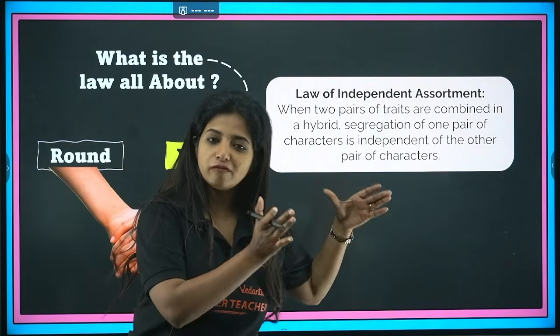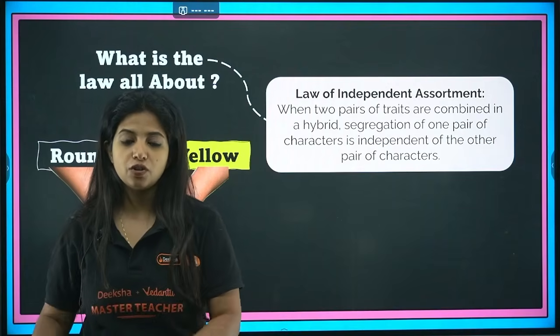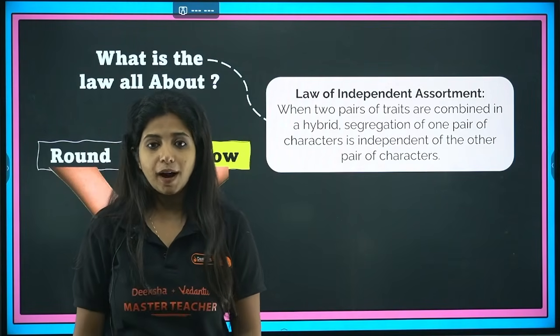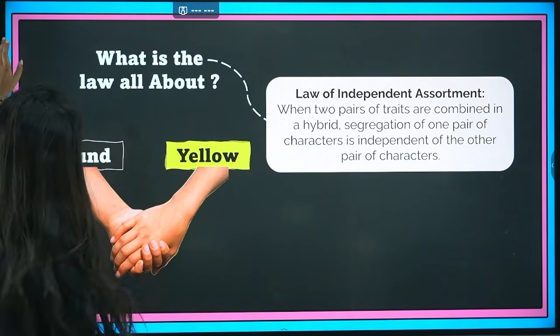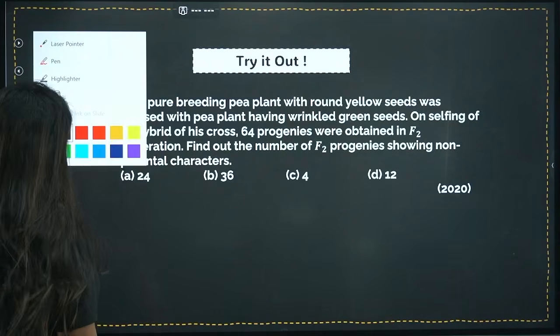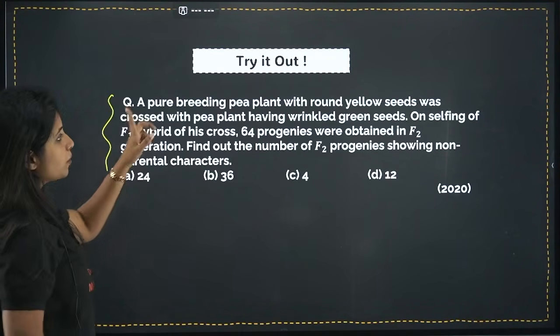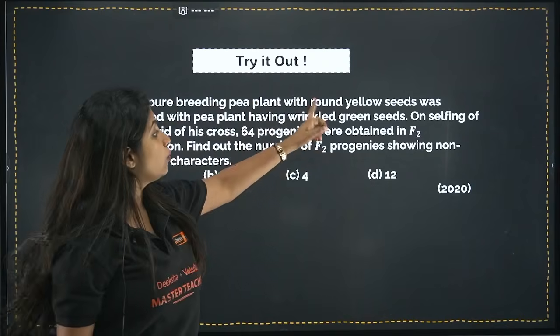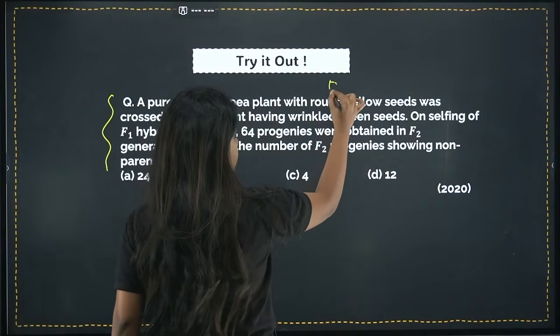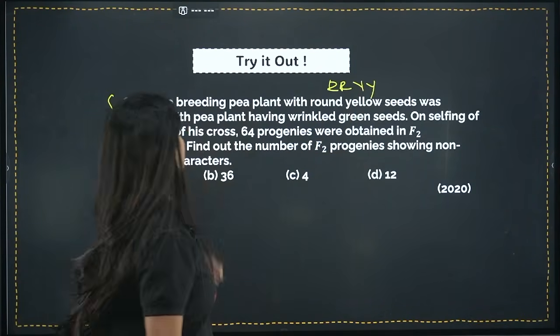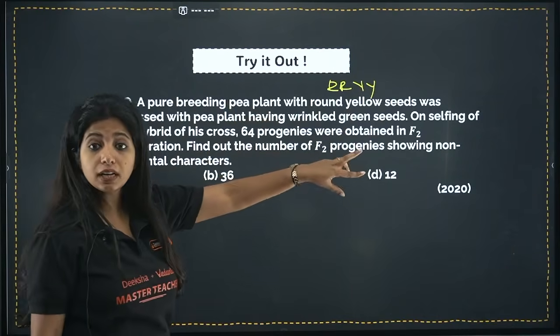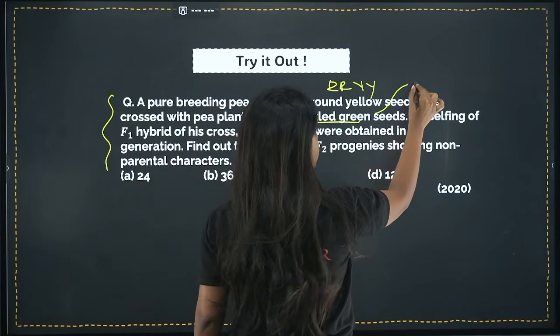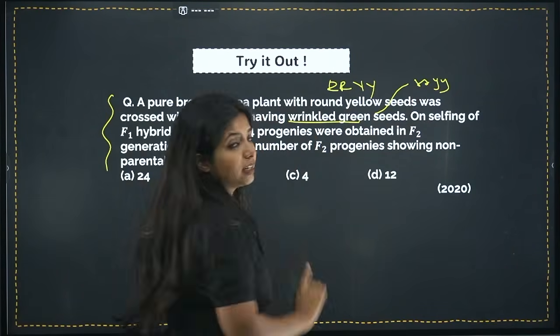That is, segregation of the seed shape is different from segregation of the seed color. Fine? Yes. Now I want you guys to try it out. A pure breeding pea plant, that means the alleles are going to be the same, with round and yellow seeds, was crossed with pea plants having wrinkled and green seeds. Wrinkled and green means just like what we did now, right?